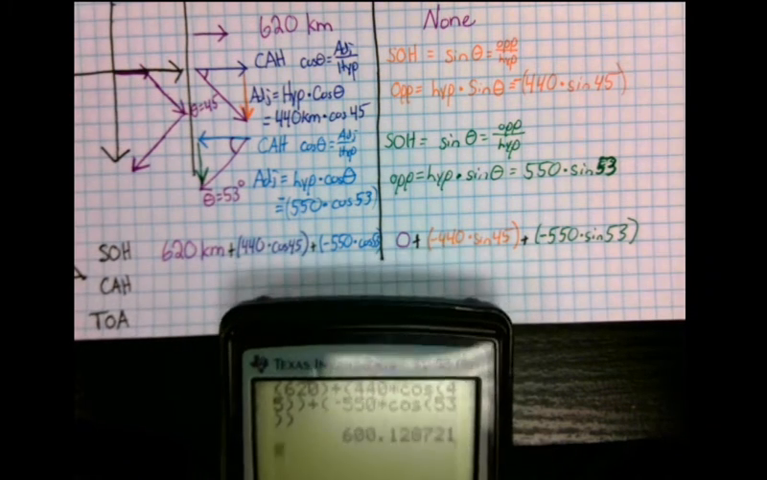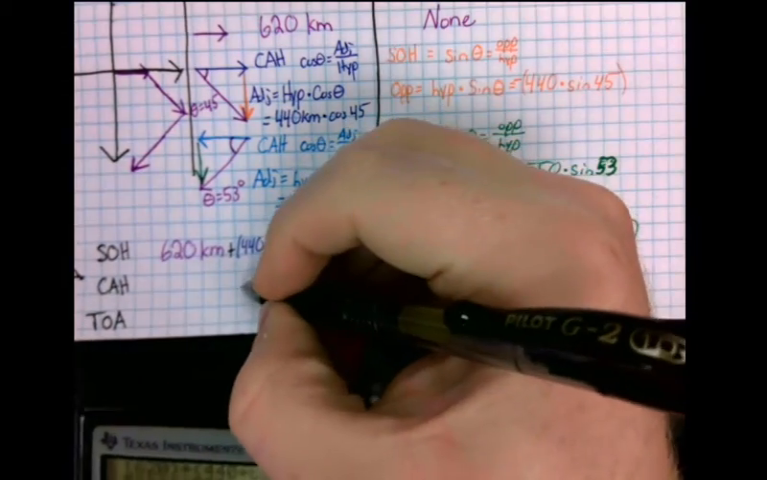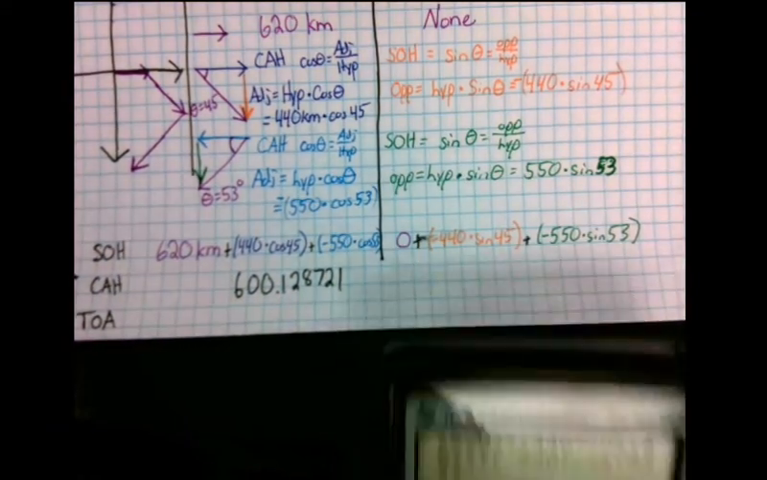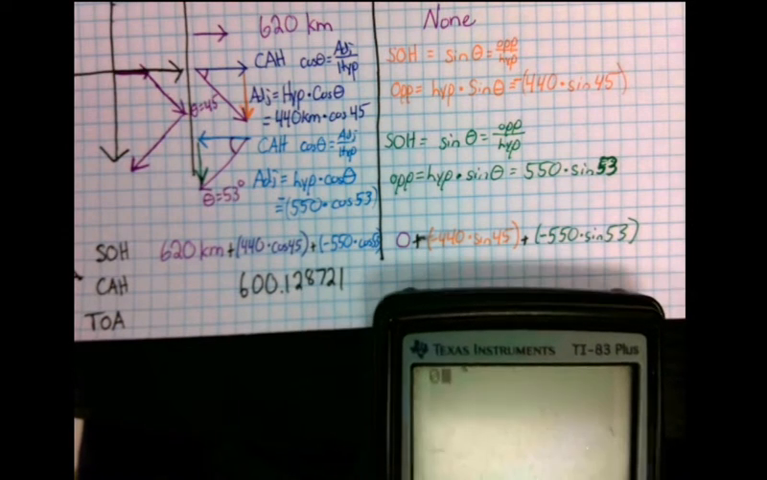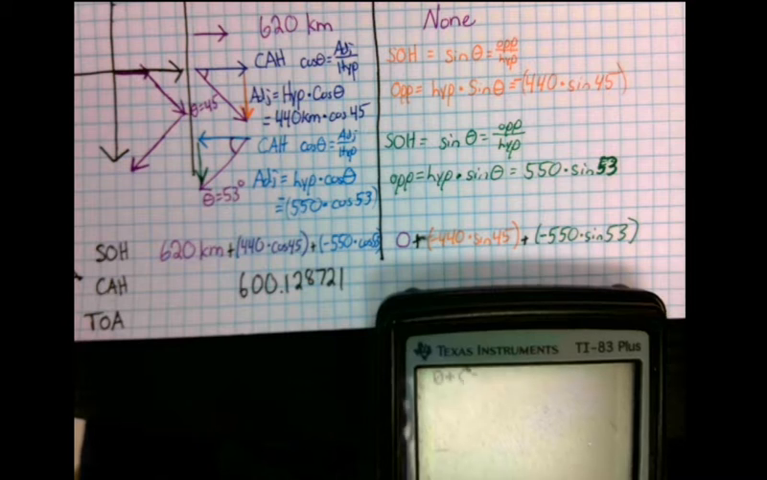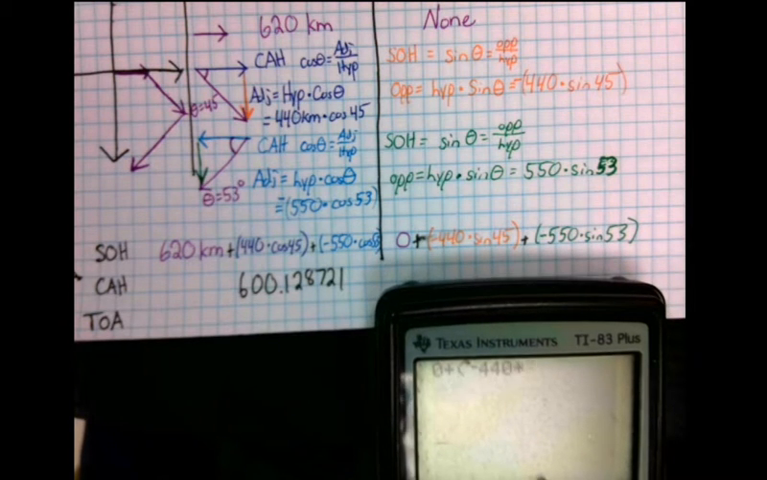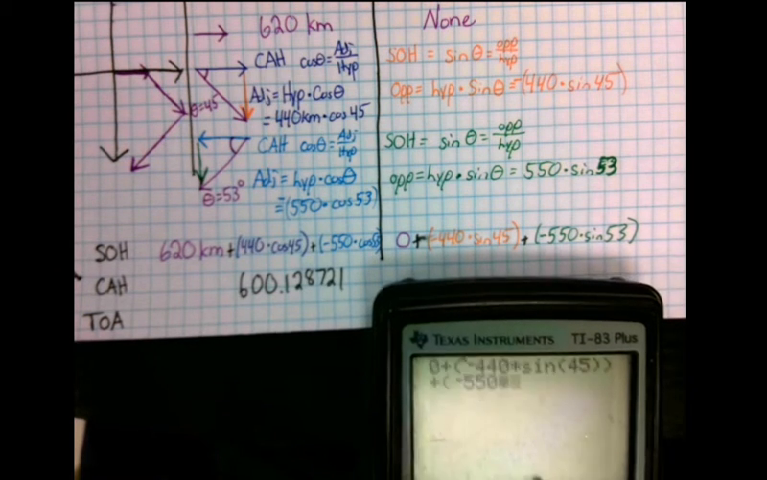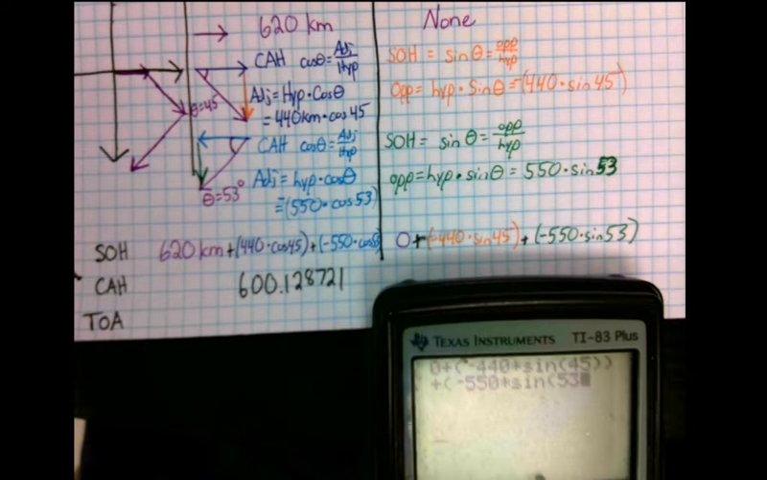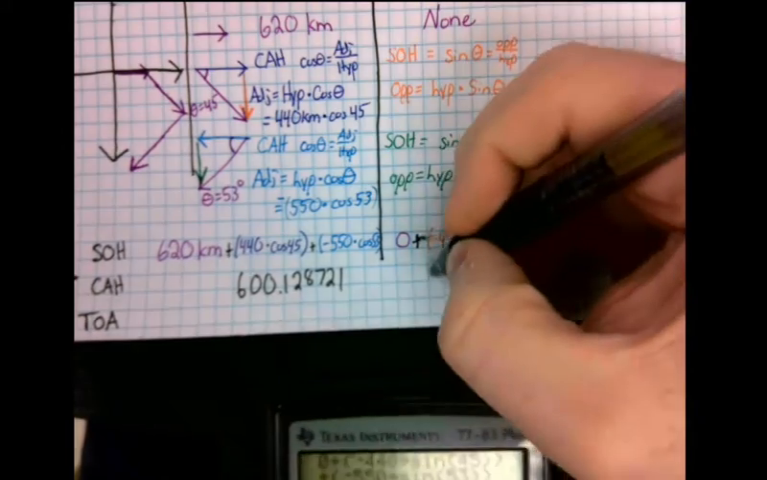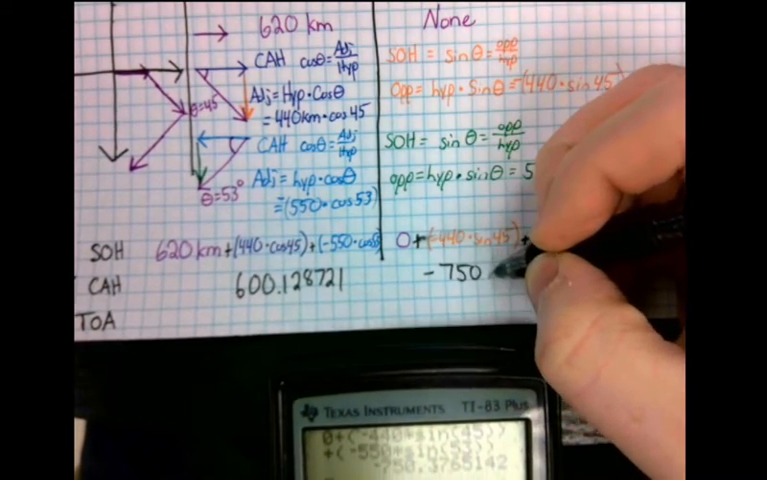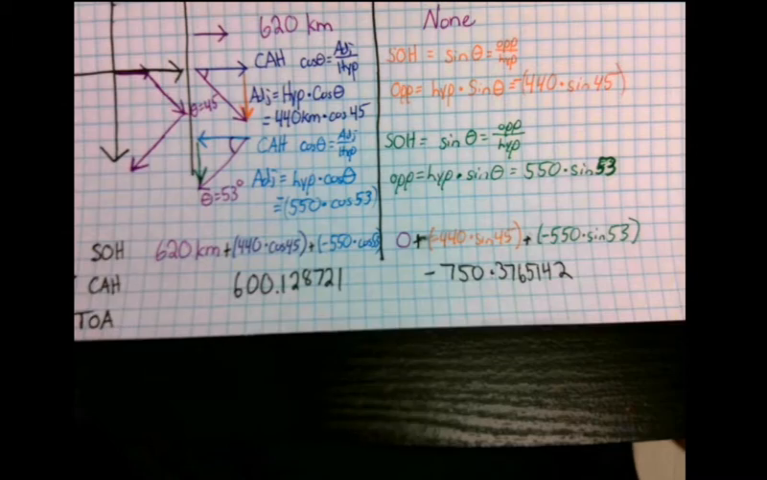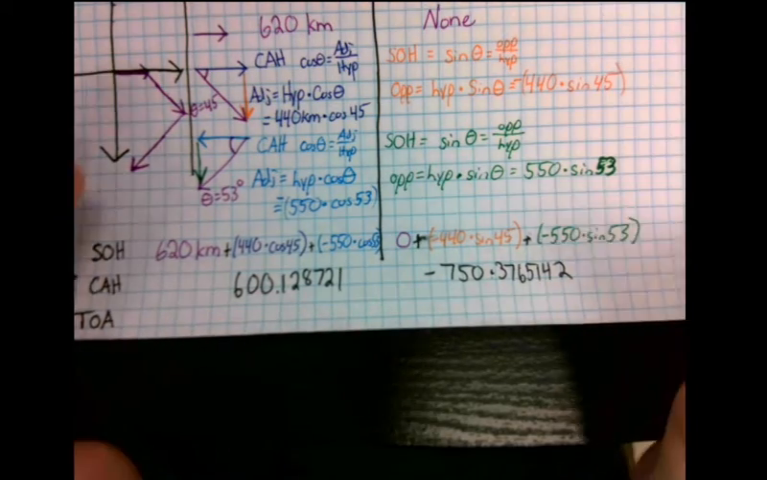So I get for my x component 600.128721, and then for my y component, I've got 0, which you obviously don't need to do, plus negative 440 times sine 45, double close parenthesis, plus negative 550 times sine 53. And I got negative 750.3765142.